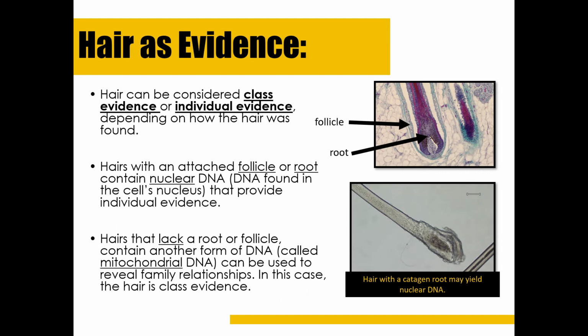But for now, you just need to know that hairs, depending on how they're found, can be classified as class evidence or individual evidence. Hairs with a follicle or root are going to be considered individual evidence, and hairs that lack a root or follicle are considered class evidence.